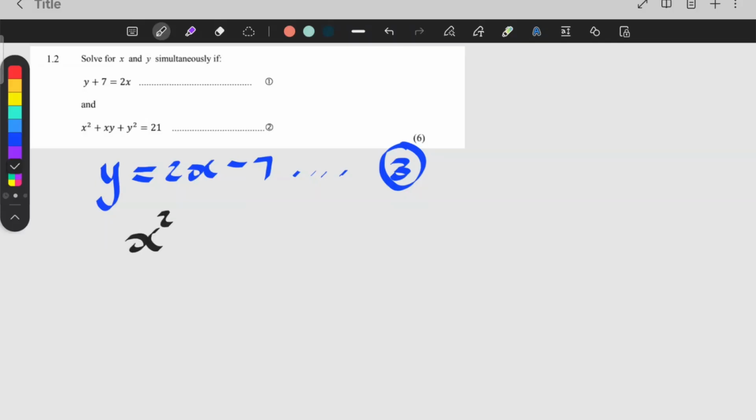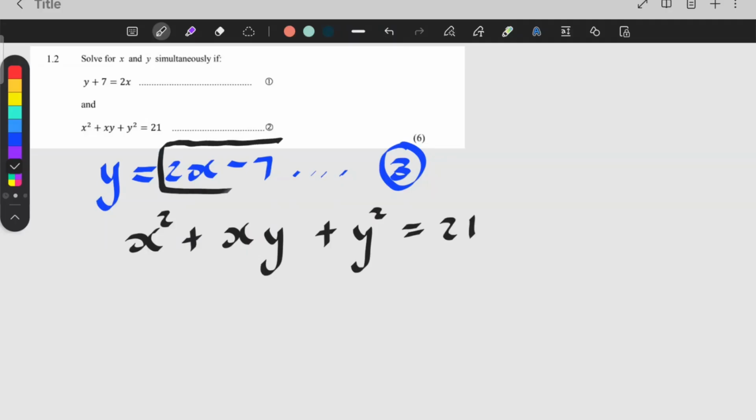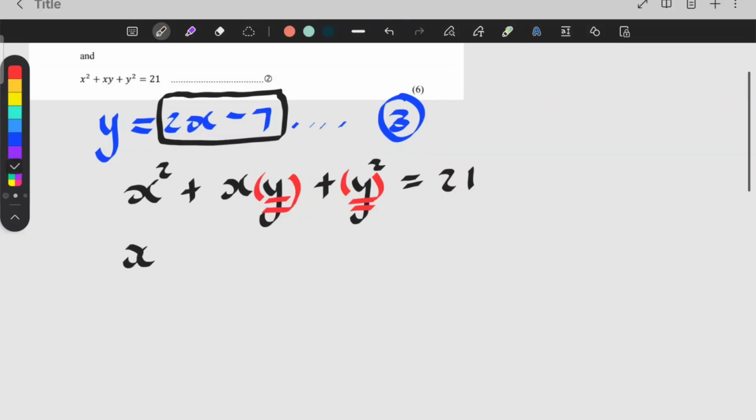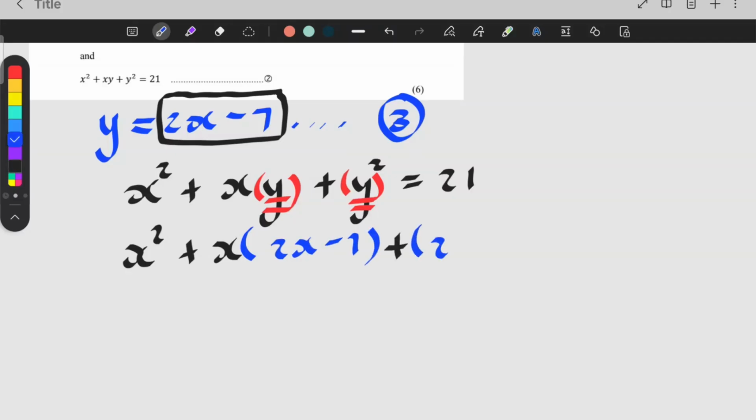So I write equation 2 down. Let's write it down first. So there you go. Then wherever there's a y, I'm now going to write that in brackets. So x squared plus x, and there's my y, so (2x minus 7), plus, there's y again, so (2x minus 7), everything squared, and then equals 21.